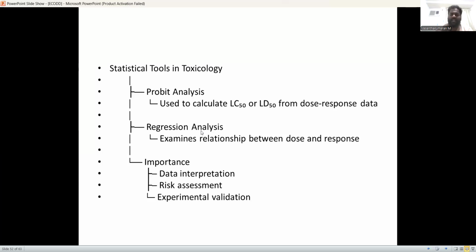Then coming to the statistics, there are many tools: probit analysis, SPSS, regression analysis, volcano plot, bar graph, SigmaPlot, different applications, different things. There are many statistics in science. If you are in science, biostatistics is very important. We are doing the experiment and handling the organisms and animals, but if we are not interpreting the data properly and not applying the statistics properly, it is very difficult to interpret and document the data.